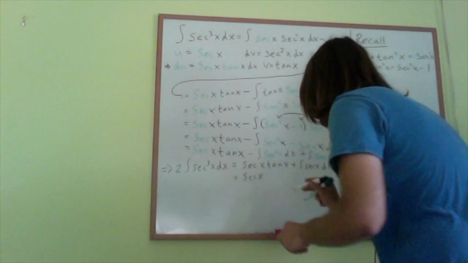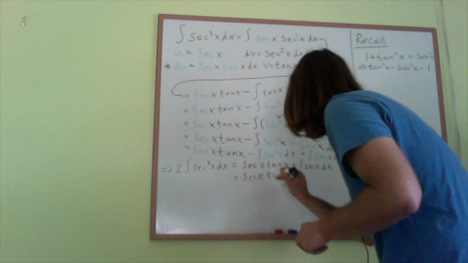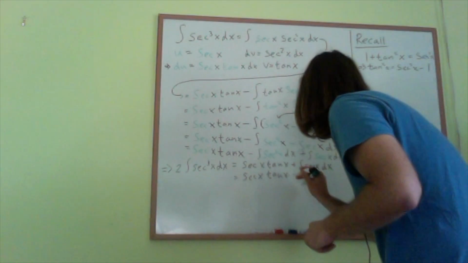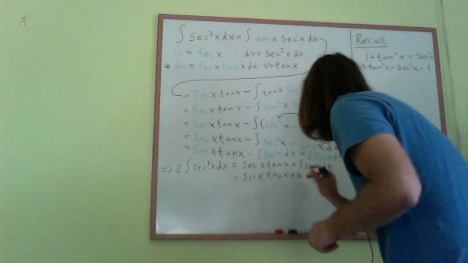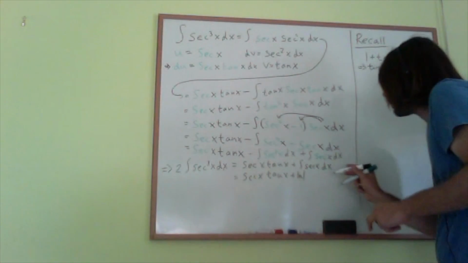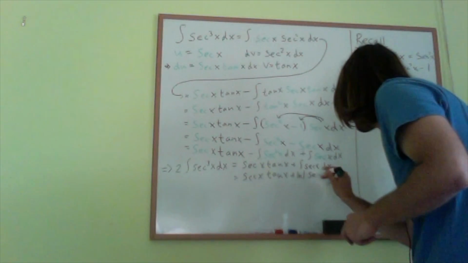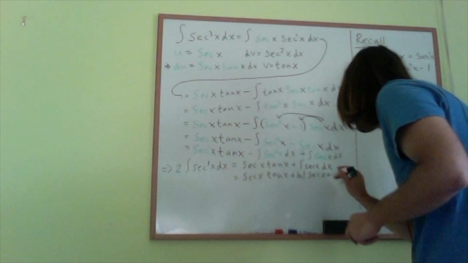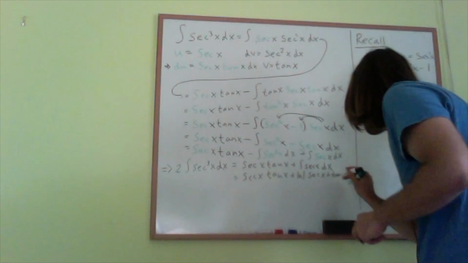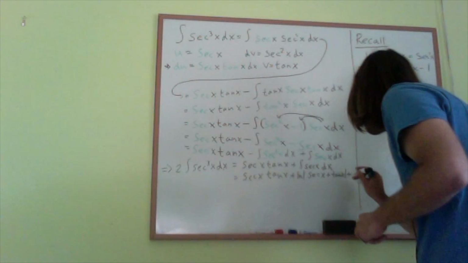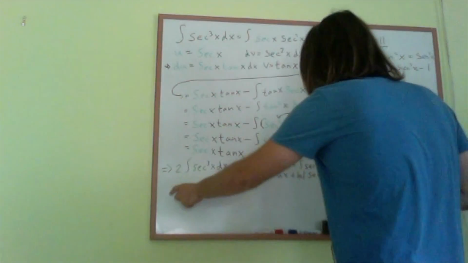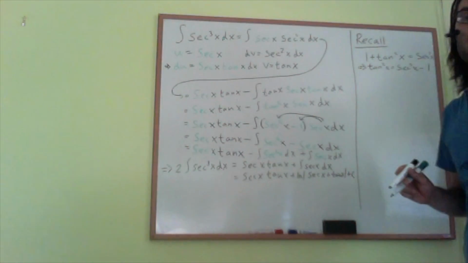So secant x tangent x plus ln absolute value of secant x plus tangent x plus c. And then last step, we divide by 2.